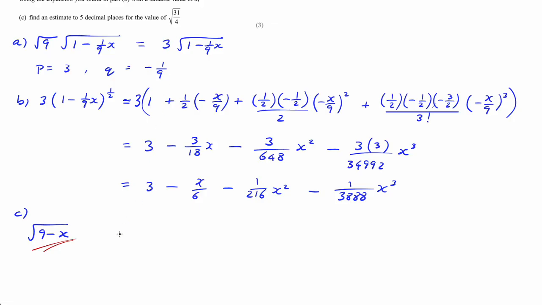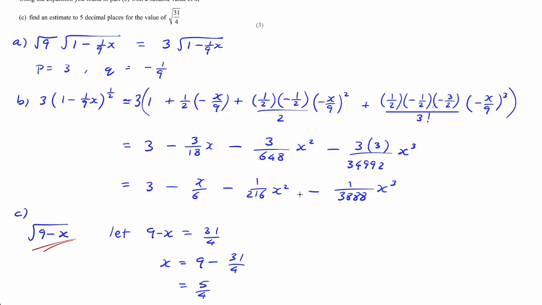Okay, so I'm going to let 9 minus x equal 31 over 4. Okay, why that? Well, because this is the expansion for root 9 minus x, and he wants root 31 over 4. So here we go. Okay, let's rearrange. I'll do it quickly, guys. X is 9 minus 31 over 4. 9 minus 31 over 4 is actually 36 over 4 minus 31 over 4, which is 5 over 4.